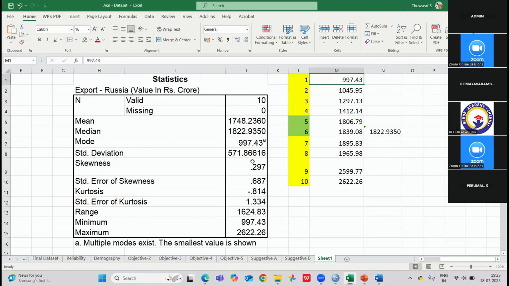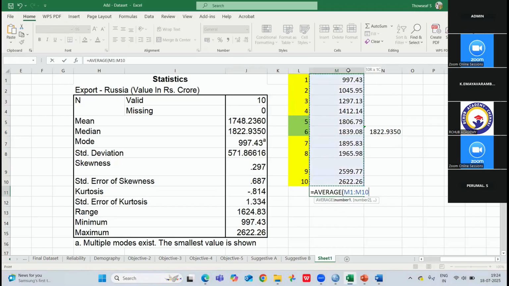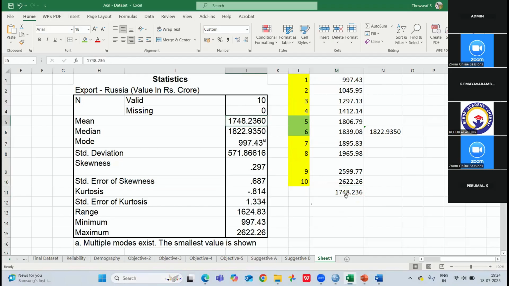So then comes standard deviation. Standard deviation is how far the values are deviated from the middle value. So the middle value in the sense 1,748. You see, let me do the average value. Average of all these is nothing but the mean value. You see, both the values are the same. So if you take the maximum value, the maximum value is 2,622.26. And similarly, the lowest value is 997.43.